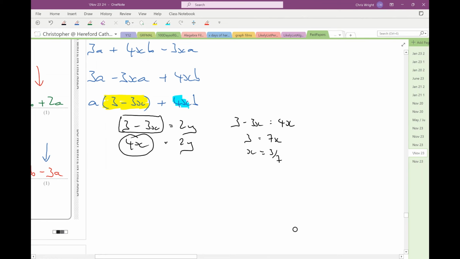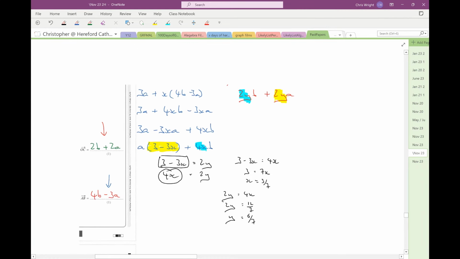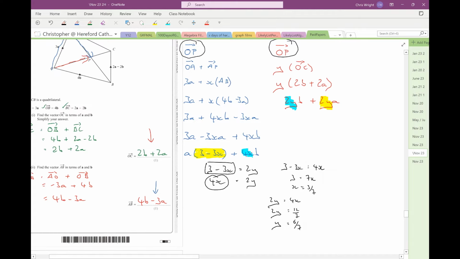And for good measure, I'll just find out what y is. Well, 2y is equal to 4x. So 2y must be equal to 4 times 3 sevenths, 12 sevenths. So 1y must be equal to 6 sevenths. Okay, good. Back to the question.